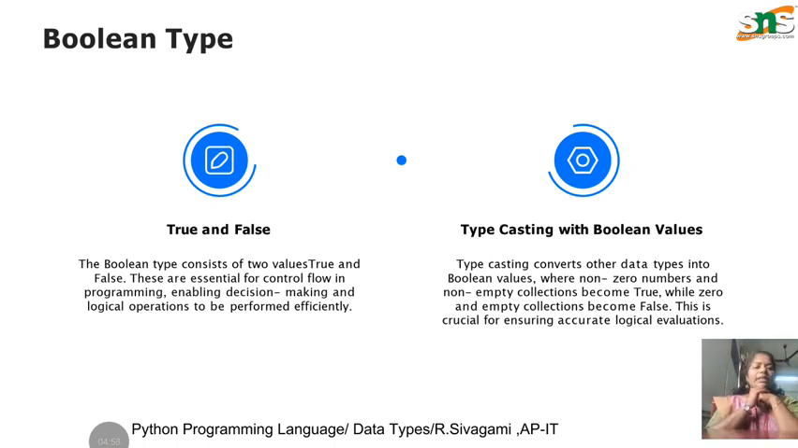Here I give the Boolean data type. The Boolean data type means the value is true or false. If there are only two options, true or false, this is the Boolean data type.